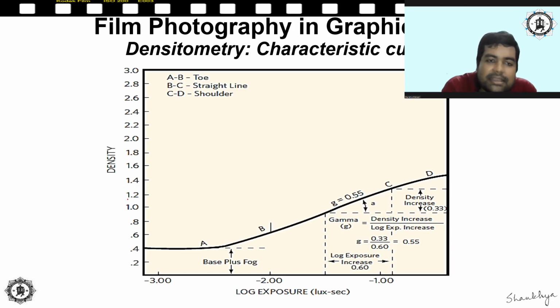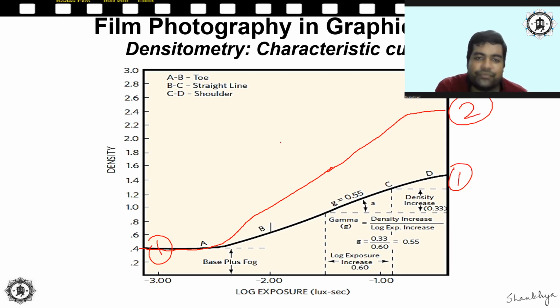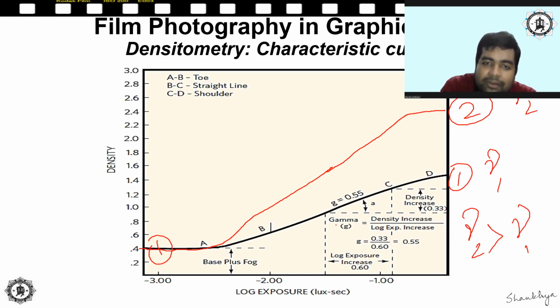Now this is a curve, let us say this is curve 1, and there is another curve, let us say that curve is like this. Okay, this is curve 1 and this is curve 2. Now whose slope do you think will be higher, gamma 2 or gamma 1? Which one will be higher? Obviously gamma 2 will be greater than gamma 1.